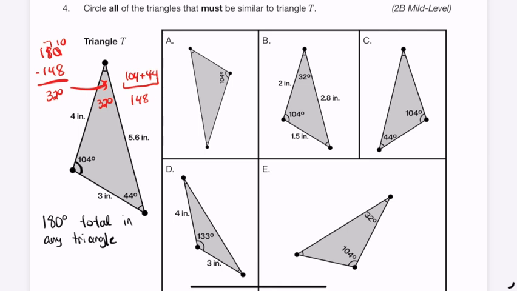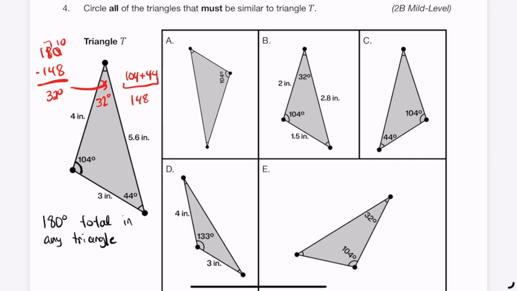And they also give you the side lengths, which honestly don't matter for this question. This question is really just testing our understanding of the angles. We can keep note of it, but as will be true on the test, the side lengths are really there just to mess you up a little bit. Okay, so all of the triangles that must be similar.